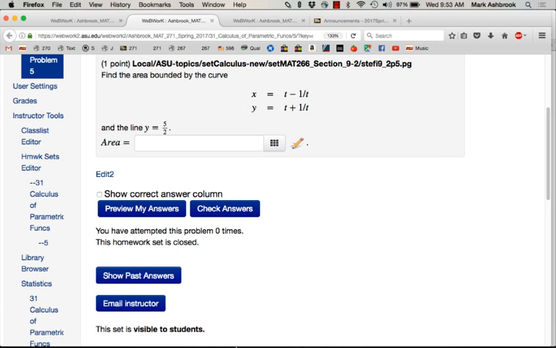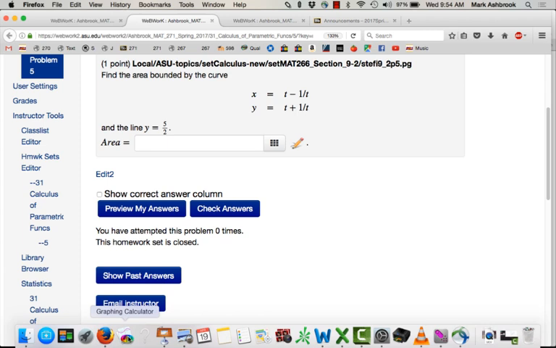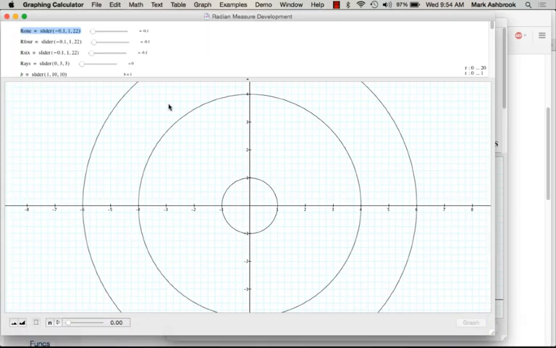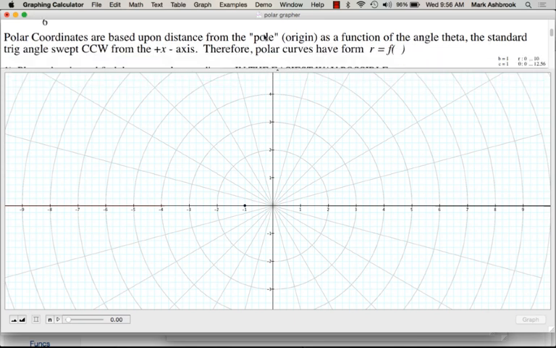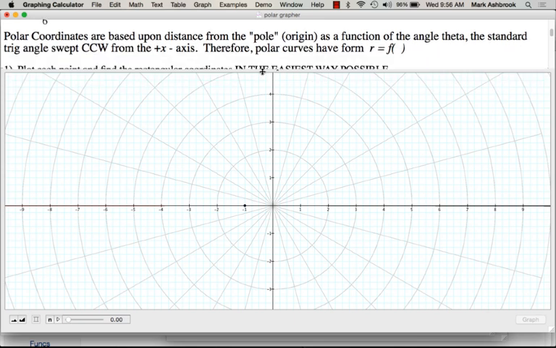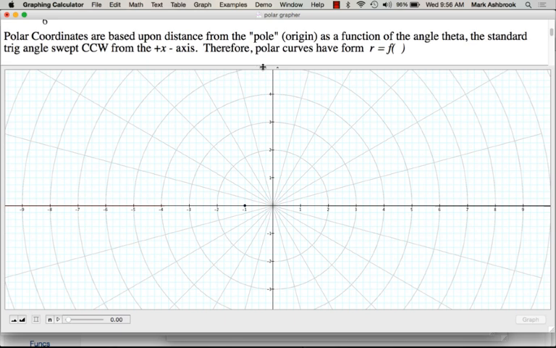Okay, so let's see here. Polar coordinates. Polar coordinates is a whole new way of organizing the plane. How have we organized it so far? How do we graph things? It's called rectangular coordinates, right? Rectangular coordinates, with X and Y.